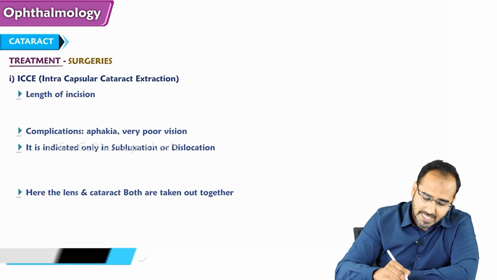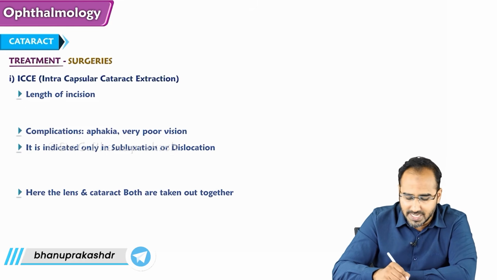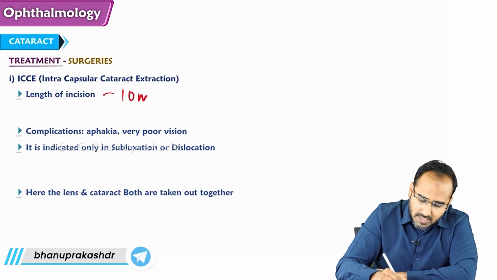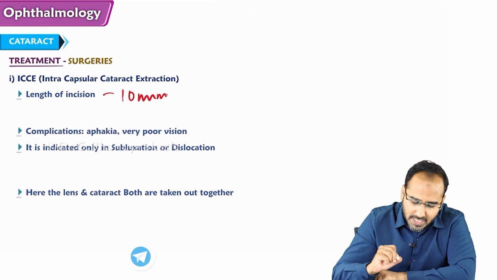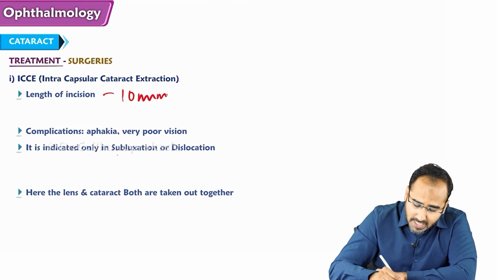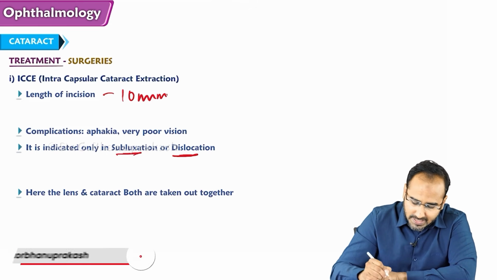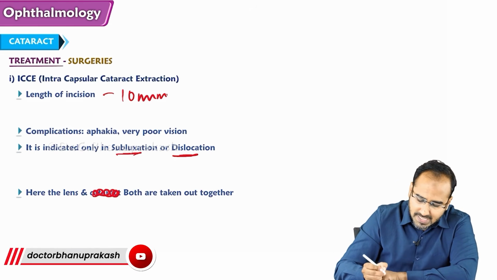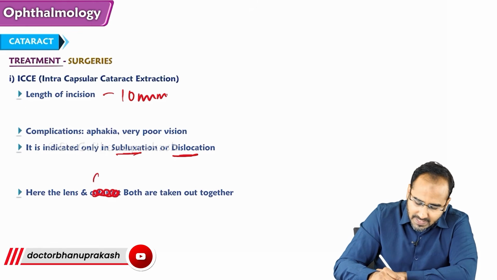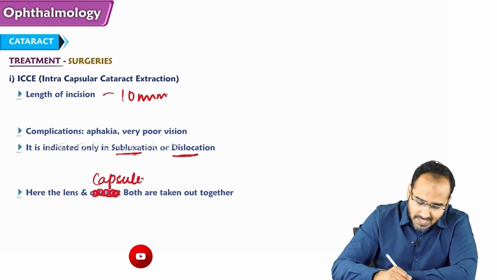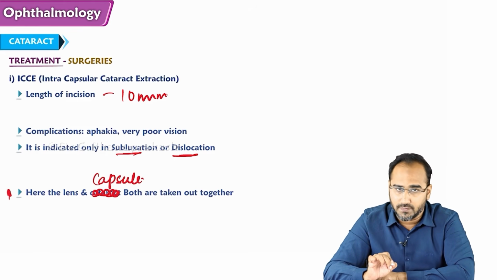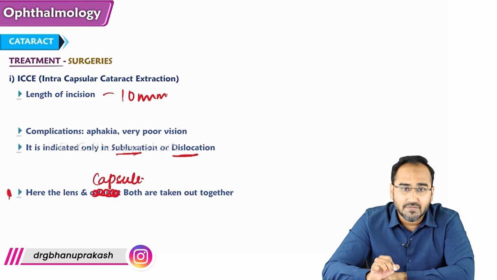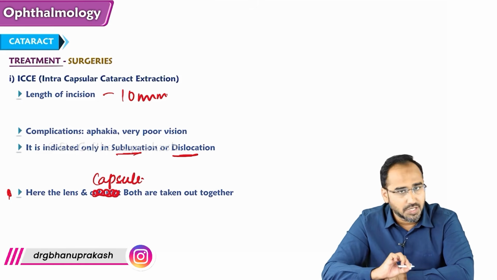So remember guys, ICCE is intracapsular cataract extraction. The length of incision in ICCE is how much? 10 mm. That's the length of incision in ICCE, right? It is only indicated for subluxated or dislocated lens. In ICCE, what are we removing? Here the two things are removed together. The lens as well as the capsule. In ICCE, you are removing the lens as well as the capsule. That is regarding ICCE. Is it done? No, sir.